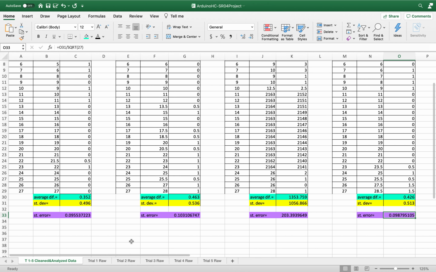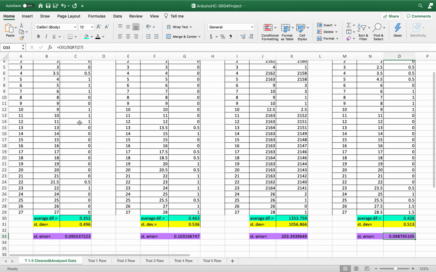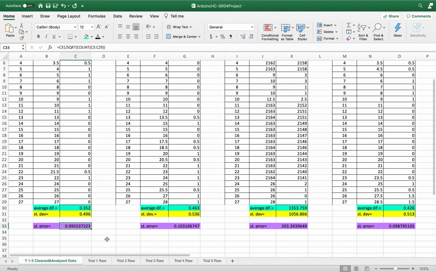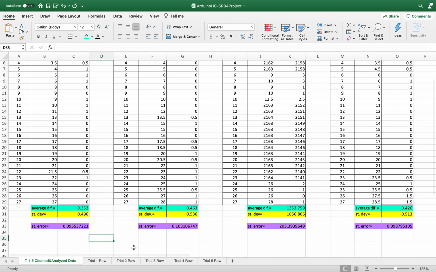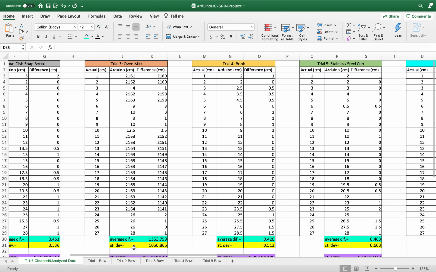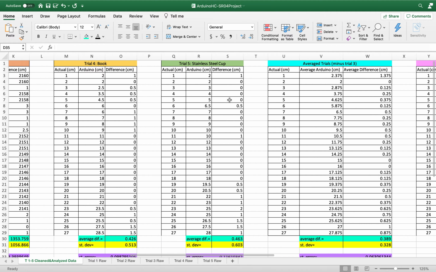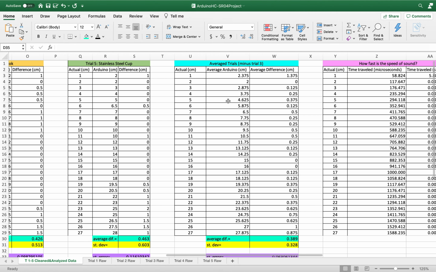And so if you were going to graph this data, you would use this standard error as your error bars. So that's how far our actual data is, or the error of what it could be, that measurement. So then I decided to just compile all of those 5 trials minus trial 3, the oven mitt, because it really did give us some wonky data.